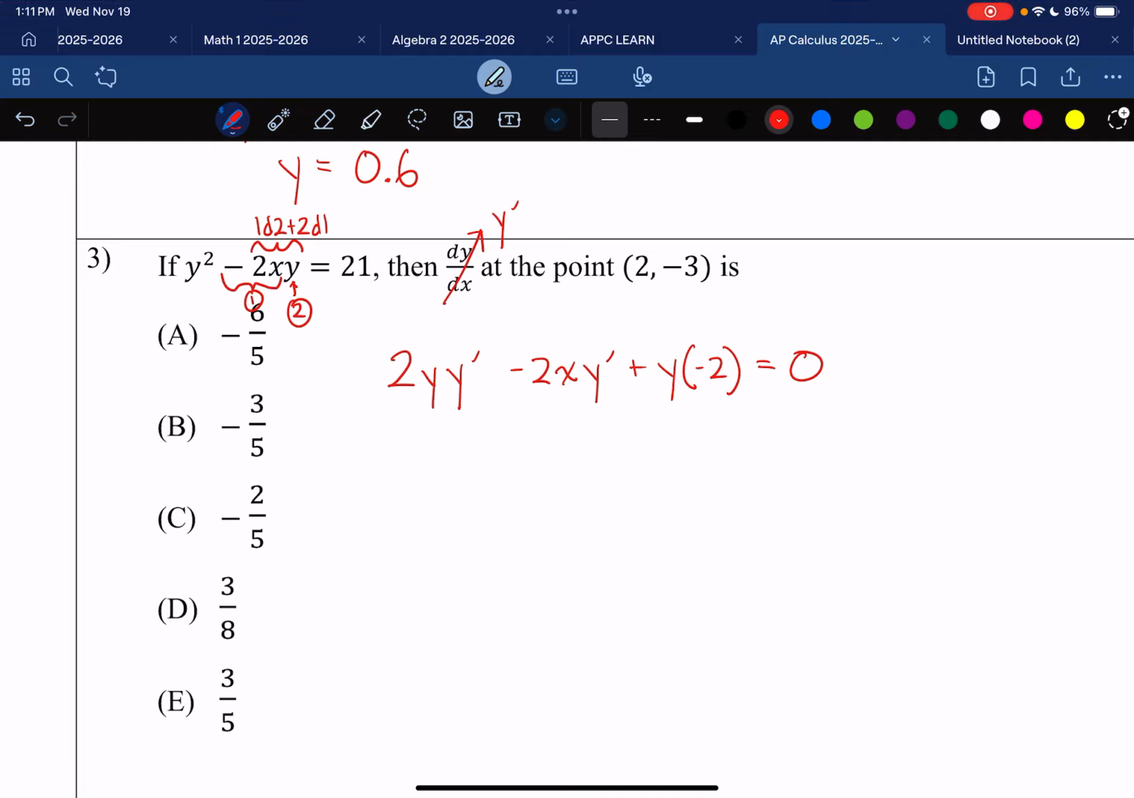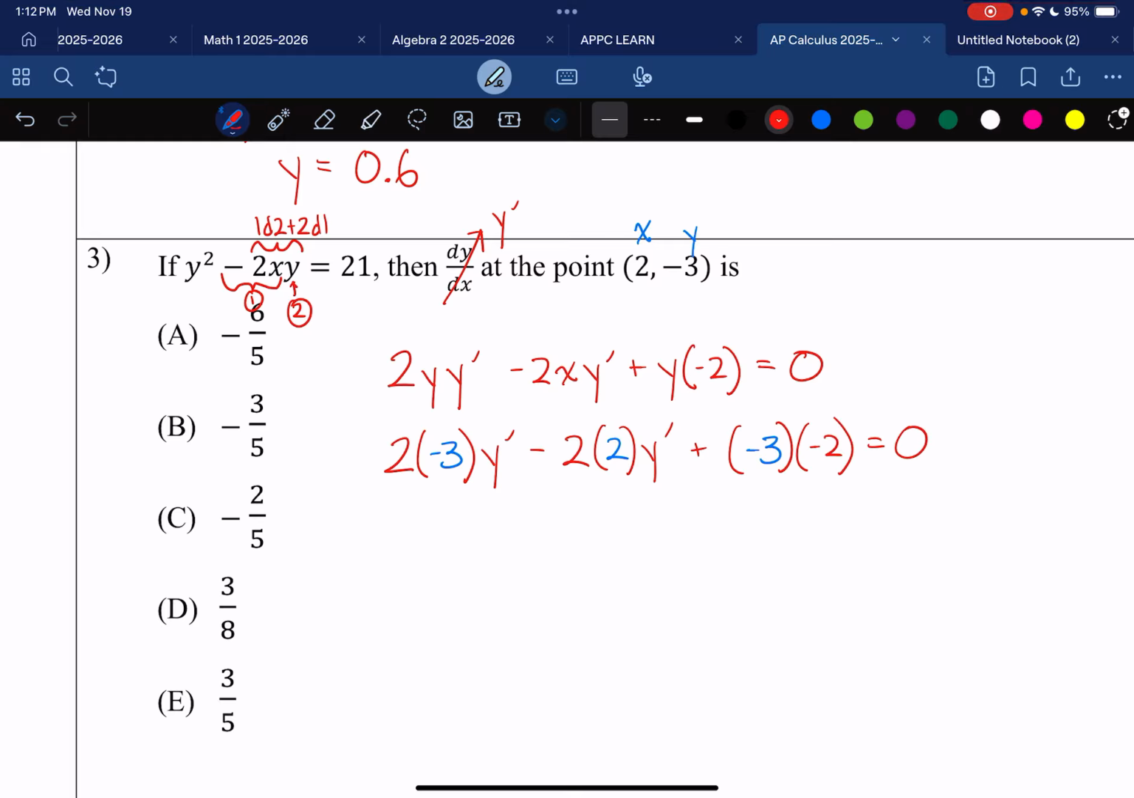All right, I have everything ready to go, and I know that you can start simplifying for y prime, but instead I'm going to plug in as soon as I can. My x-coordinate is 2, my y-coordinate is negative 3. So I'm going to say 2 times my negative 3, still with a y prime that I'll be solving for, minus 2 times my x, which is positive 2, still times y prime, and that's going to be adding my y coordinate, which is negative 3, times my negative 2. That's all still set equal to 0.